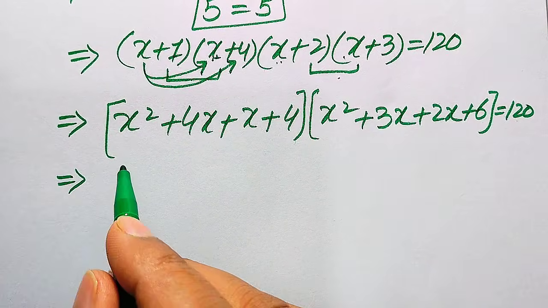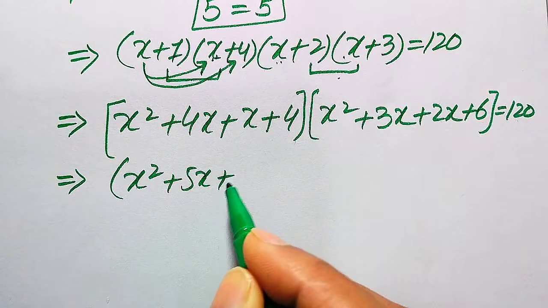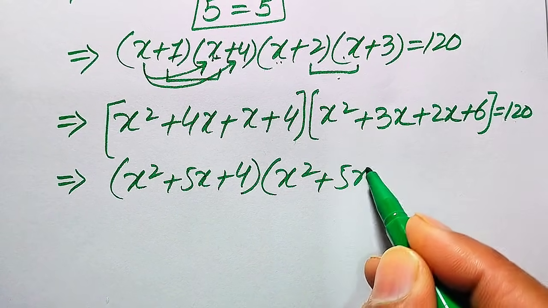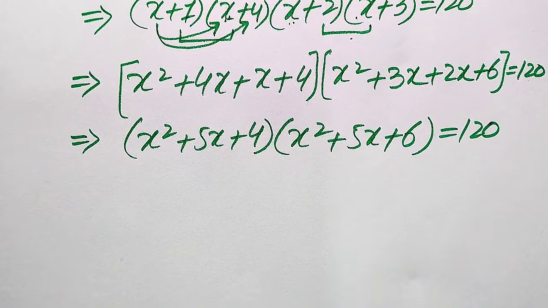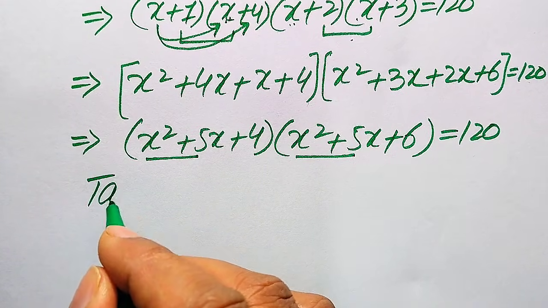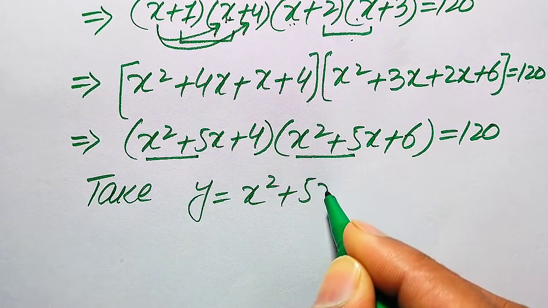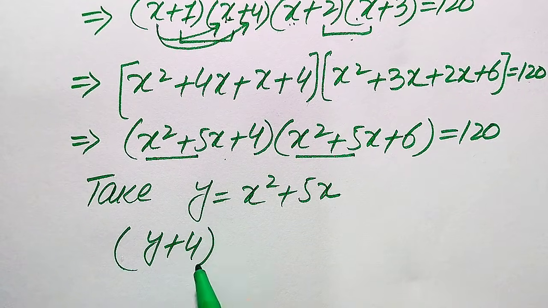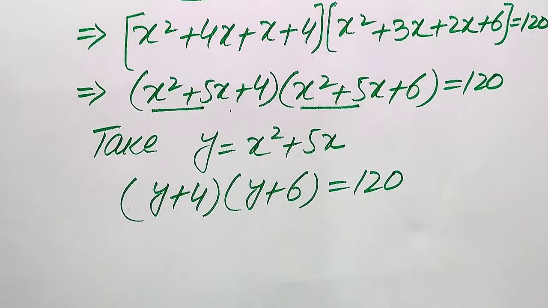Here we need to simplify the terms, and we get x squared, and 4 plus 1 becomes 5x plus 4. From here we have x squared, and 3 plus 2 becomes 5x plus 6, and this whole equation is equal to 120. So here you see that this part in both of these two factors is the same, so we will take this value as y. So y equals x squared plus 5x. And when we put this value into the above equation, it will be written as (y plus 4) times (y plus 6), and this whole equation is equal to 120.